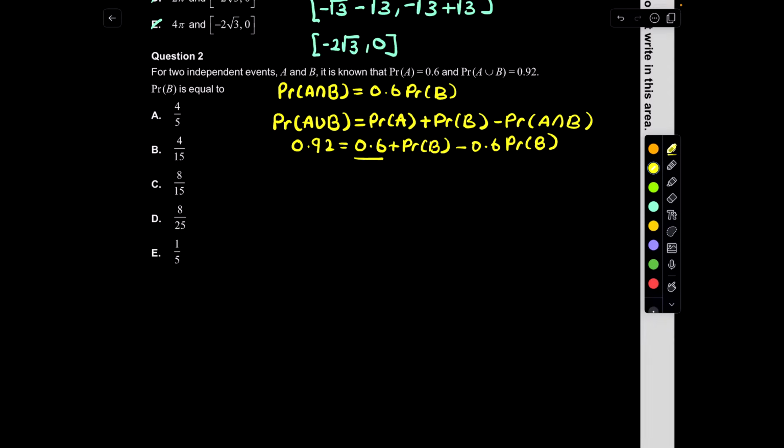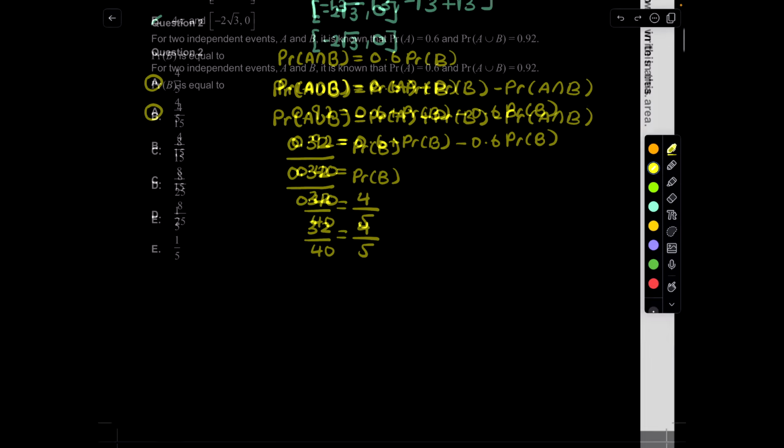So I'm going to bring this 0.6 to the other side. So 0.32 equals, then what's the probability of B minus 0.6 probability of B? It's basically going to leave us with 0.4 probability of B. Divide both sides by 0.4. That's going to leave me with my probability of B, which is, you can write it as 32 on 40, which is 4 over 5. So choose A. Now, you could do this by CAS, basically. Get this here and sub that into your CAS and it'll solve it for you. But yeah, that's how you basically do this question.